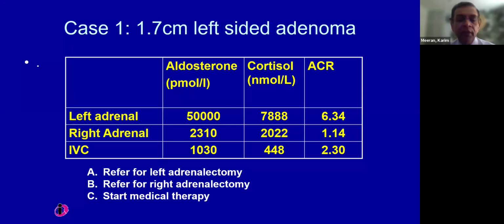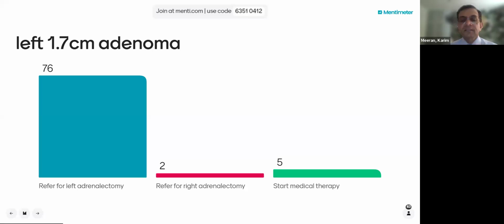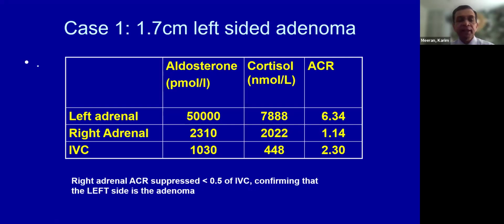Shall we go for a left, a right, or start medical therapy? Vote now. And you all voted for left adrenalectomy. I don't know what the two of you think, taking the right adrenal out, because that's the normal one that's suppressed. It's definitely wrong to take out the wrong adrenal. So most of you want to do the correct thing and take out the left adrenal. And that tells you the answer. If the ratio is less than 0.5 in the contralateral adrenal compared to the IVC, less than a half, that confirms that it's suppressed.